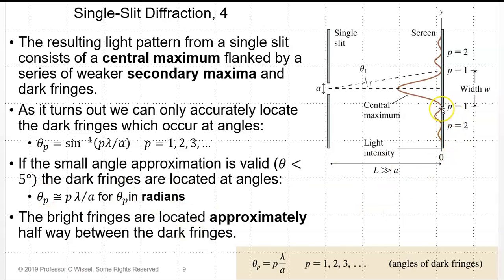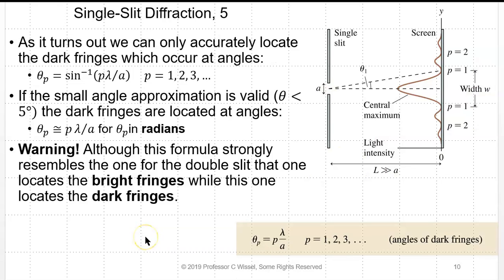So p, of course, here is where the dark fringes are located. It's kind of like the order number. And this is the width of the central maximum right here. That's W. And, of course, this is L, and that's a. Okay, warning. This formula strongly resembles the one for the double slit that locates the bright fringes. But this one locates the dark fringes, so be careful with that.